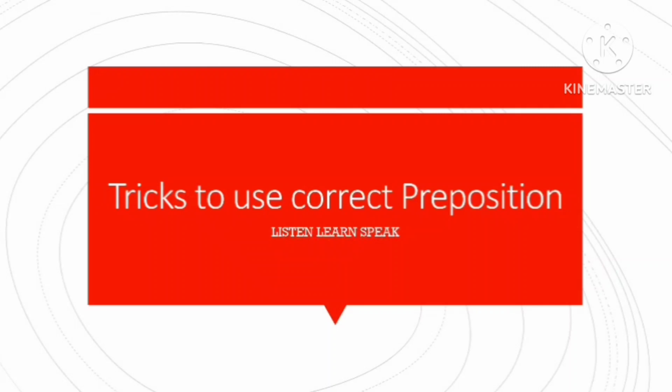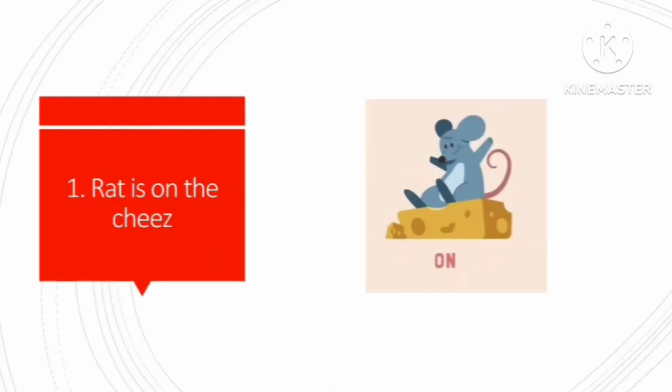Listen, learn, speak. Today we are going to learn the tricks to place appropriate prepositions. So, number 1, the preposition is on. The preposition on is used when something is placed on a surface. Like, the rat is on the cheese. Basically, the rat sits on the surface.